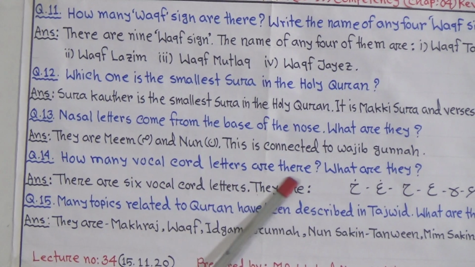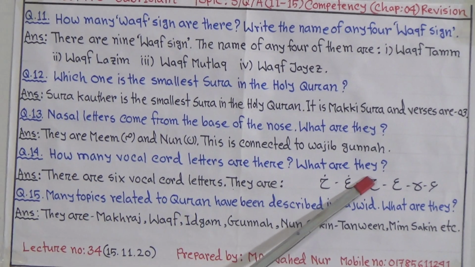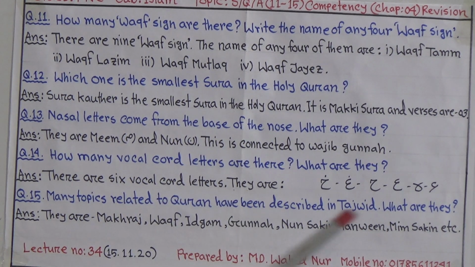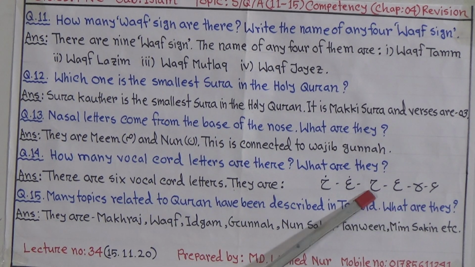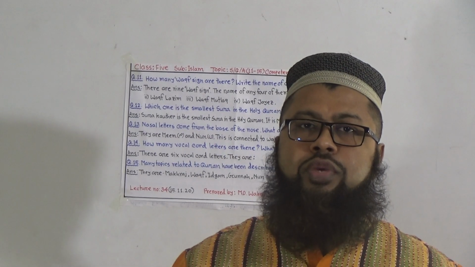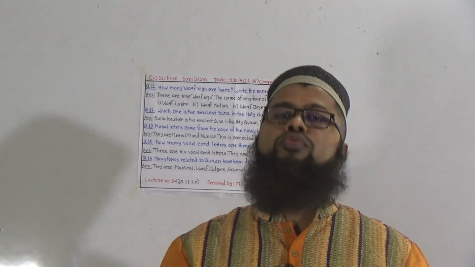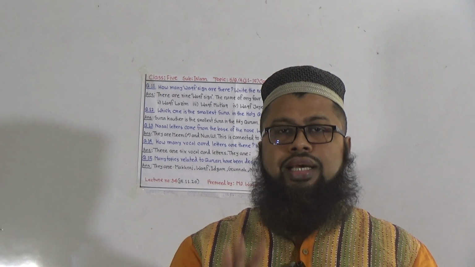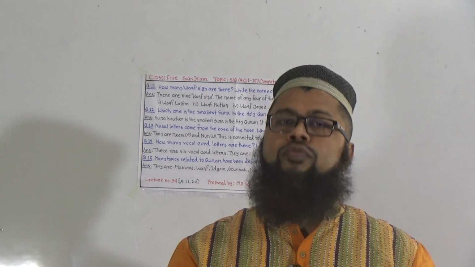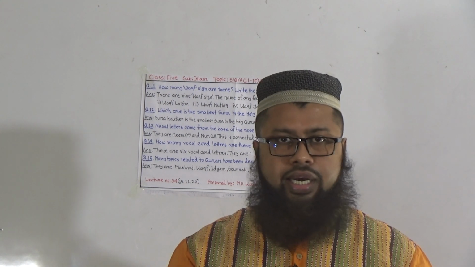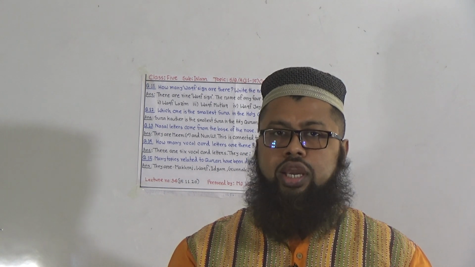Now question number 14. How many vocal cord letters are there? What are they? The answer is there are 6 vocal cord letters. They are Hamza, ha, Ain, ha, Ghain, kha. My dear students, vocal cord letters means the letters pronounced from the larynx, from the throat, from here. There are only 6 letters that are pronounced from the vocal cord, I mean from the throat. That is Hamza, ha, Ain, ha, Ghain and kha.